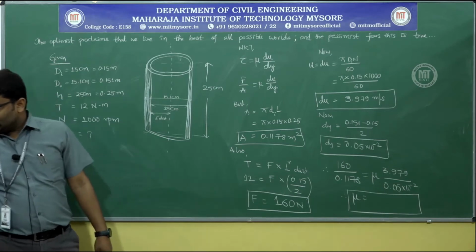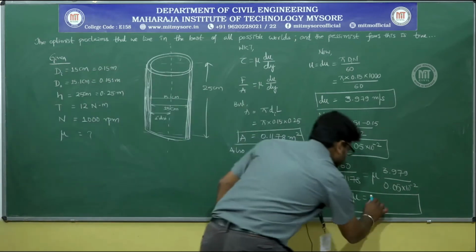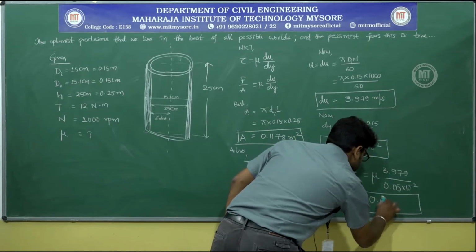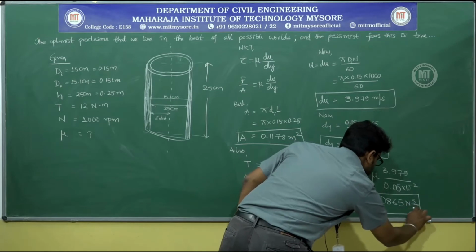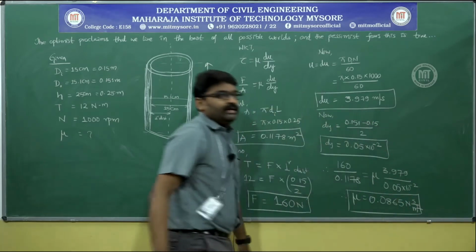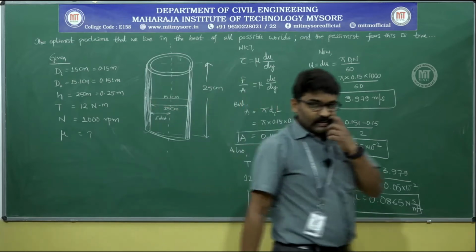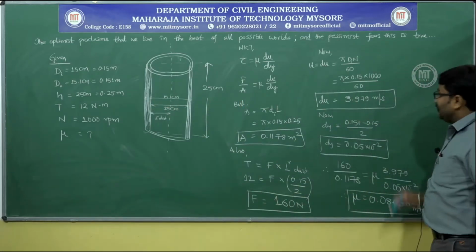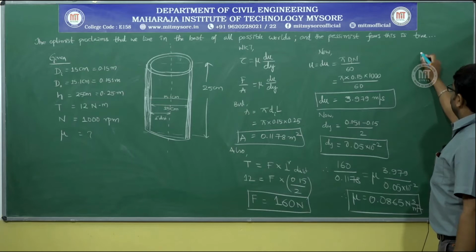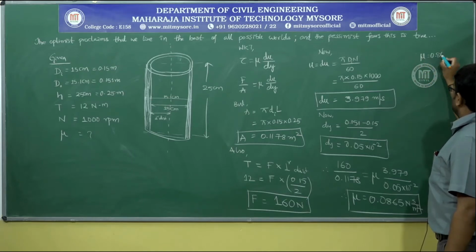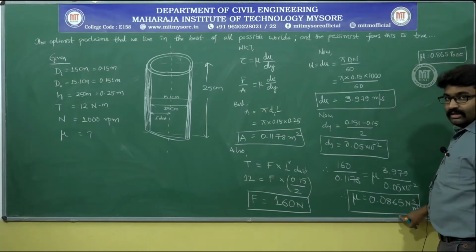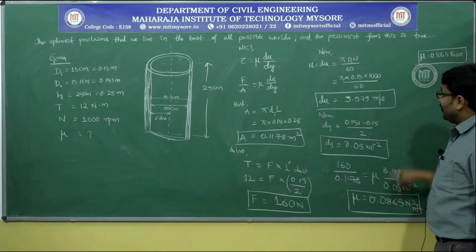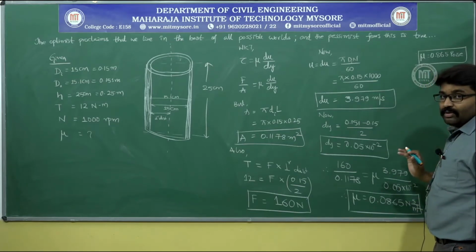So, it is 0.0865 Newton second per meter square. And if you wish to convert this into poise, multiply it by 10. Therefore, mu is equal to 0.865 poise. You can keep the answer in SI unit itself if he has not asked for keeping it in poise.